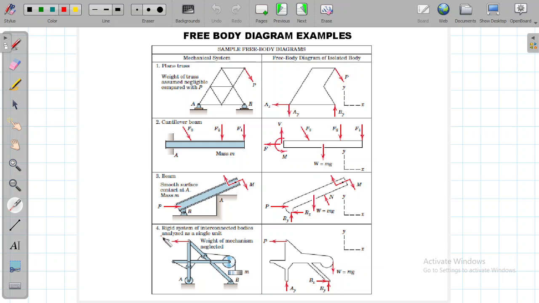Again, another problem: a rigid system of interconnected bodies analyzed as a single unit. The weight of the mechanism is neglected, the weight of these links is neglected. A roller is over here; one roller will give you one reaction. A pin is placed over here; it will give you two reactions. Then there is this mass M, which is connected by means of a cable. So this is going to be mg, and the tension in the cable will be equal to W, whatever mg is equal to. This is how you draw FBDs, and this is already shown correctly to you. Let's do some more challenging FBDs, which will help your understanding further.